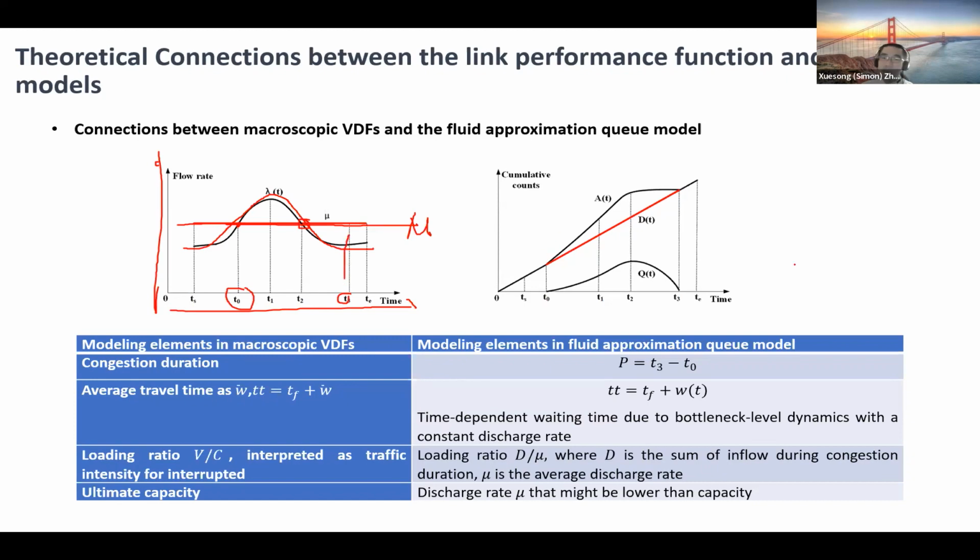So in this way, you can link T0 as the starting of the Q, T3 as the ending of the Q, and then T2 as the highest Q. And then we can define the congestion duration as T0 to T3. With this common definition, we try to define the volume delay function as a loading ratio. The total D is the total number of vehicles arriving in this congestion duration. At the current stage, the mu is defined as a constant discharge rate mu.